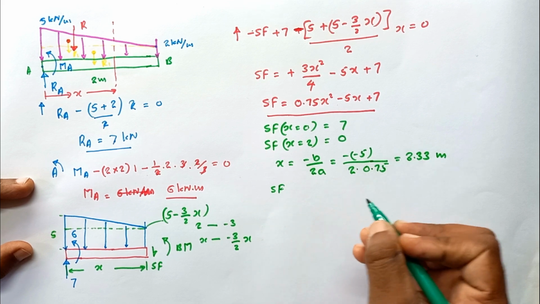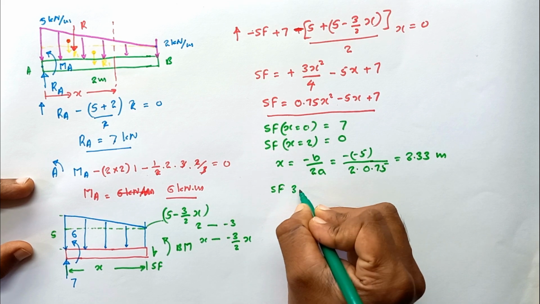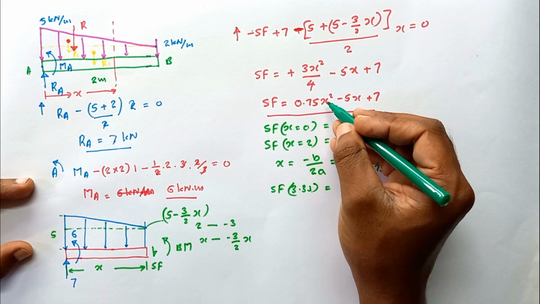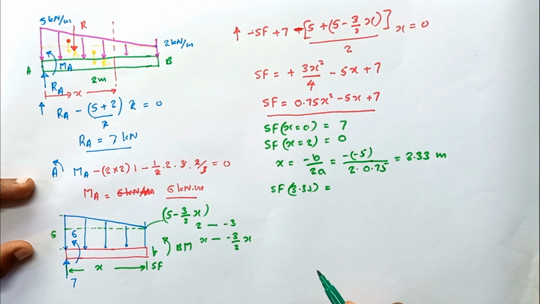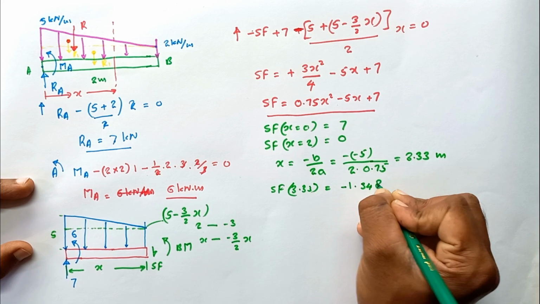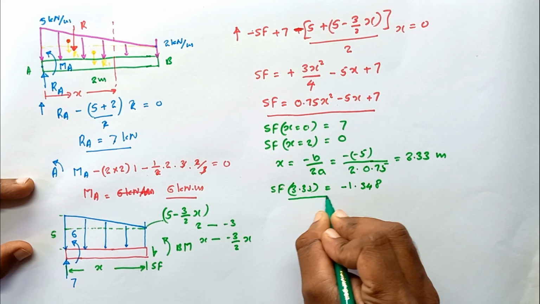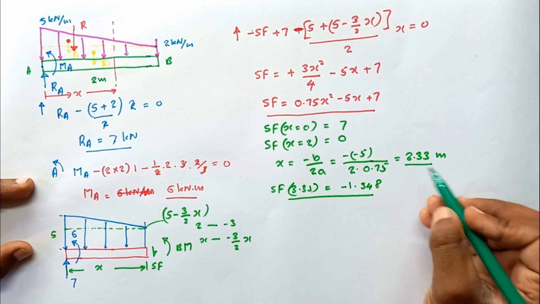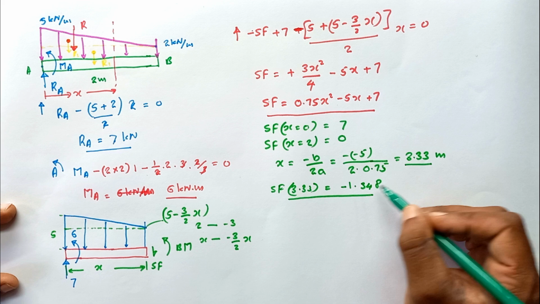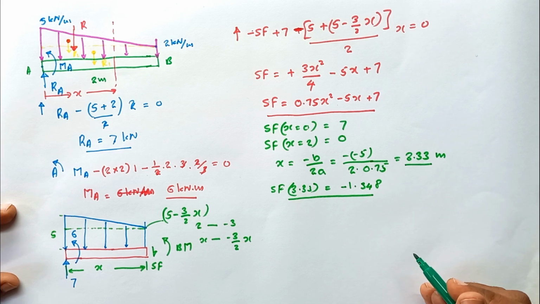Shear force at 3.33. By substituting this value in this equation, we can get the minimum value, minus 1.348. Actually, this is out of the span of the beam, but we need this value when we are going to draw the shear force diagram.